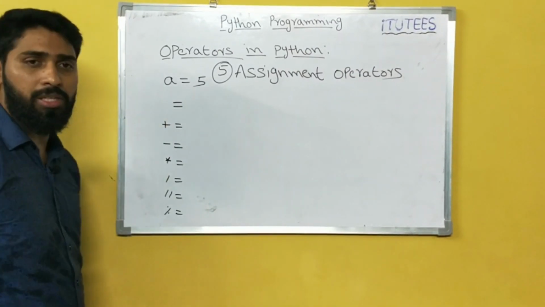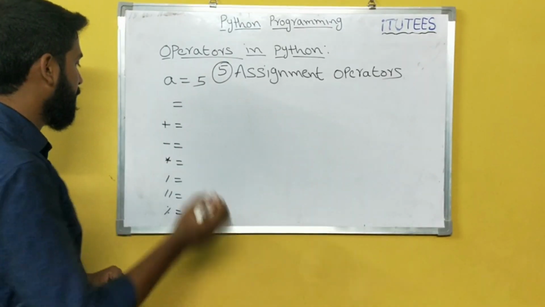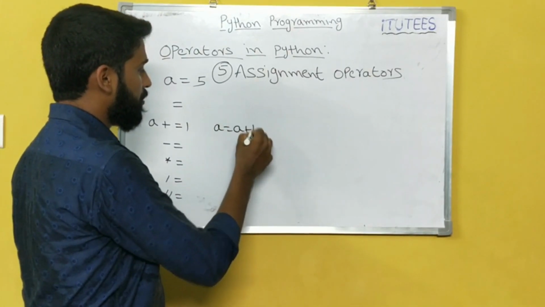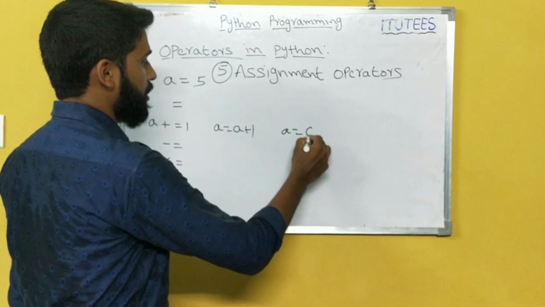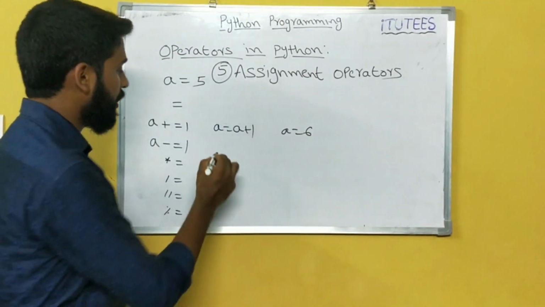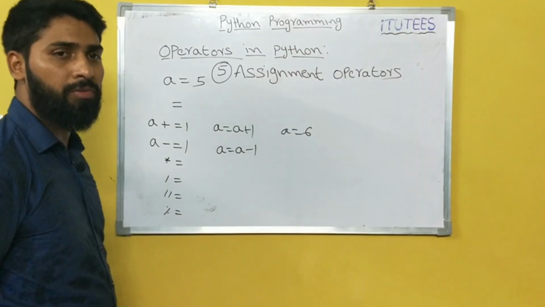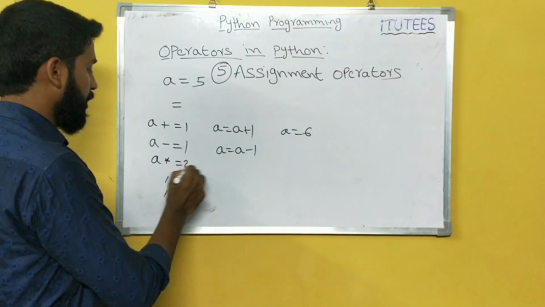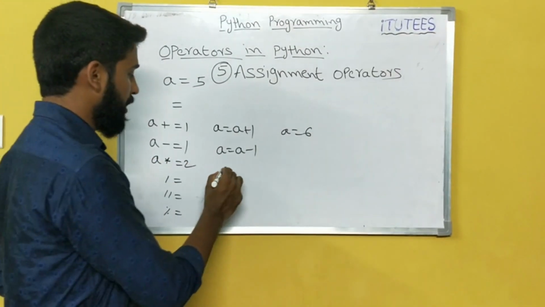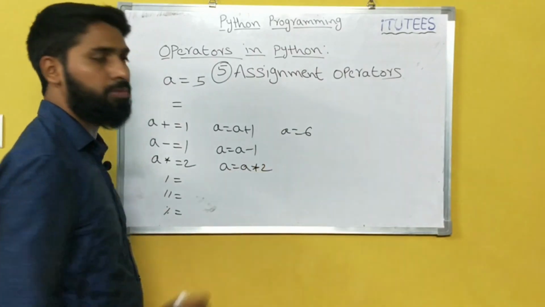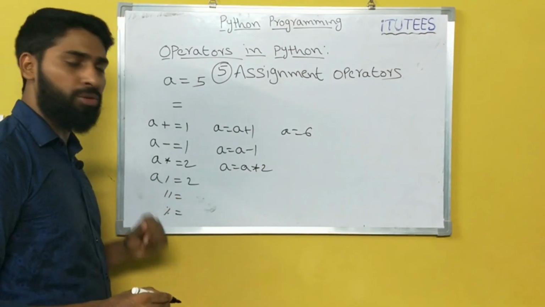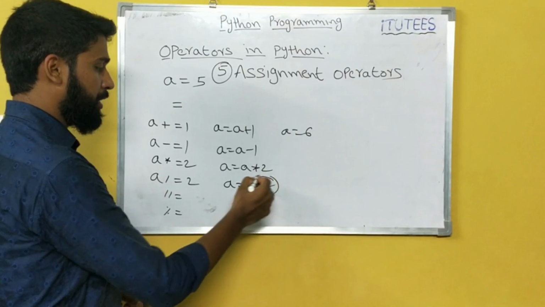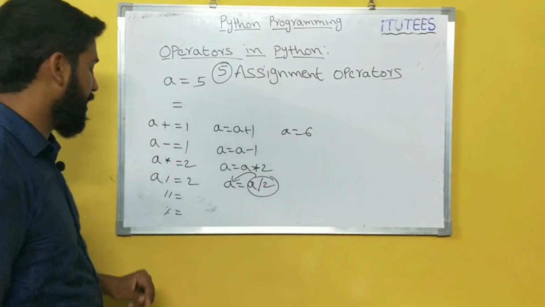Now we can see the meaning of these operators. A plus equals 1. What does that mean? A equals A plus 1. That means A equals 6. A minus equals 1. What does that mean? A equals A minus 1. That means you decrement 5 by 1. A asterisk equals 2. That means A equals A into 2. A slash equals 2. What does that mean? A equals A by 2. That means you are performing the operation and storing the result again in A.